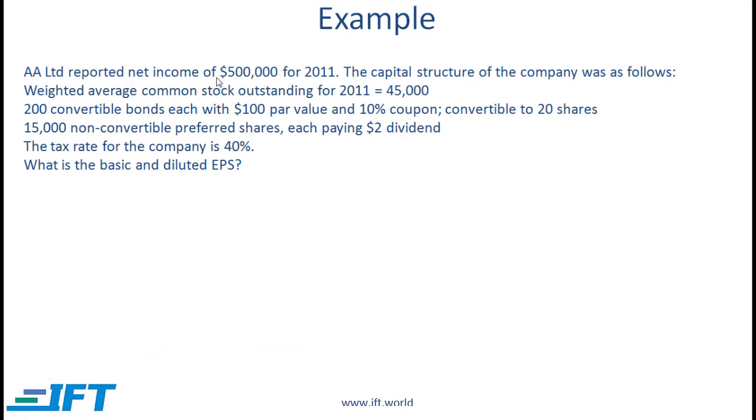Consider another example now. Net income is 500,000. Capital structure is as follows. We have a weighted average number of stocks outstanding for 2011 equal to 45,000. 200 convertible bonds, each with $100 par value and 10% coupon, convertible to 20 shares. 15,000 non-convertible preferred shares, each paying a $2 dividend. We are given the tax rate. What is the basic and diluted EPS? Before looking at the answer, I want you to try and solve this.